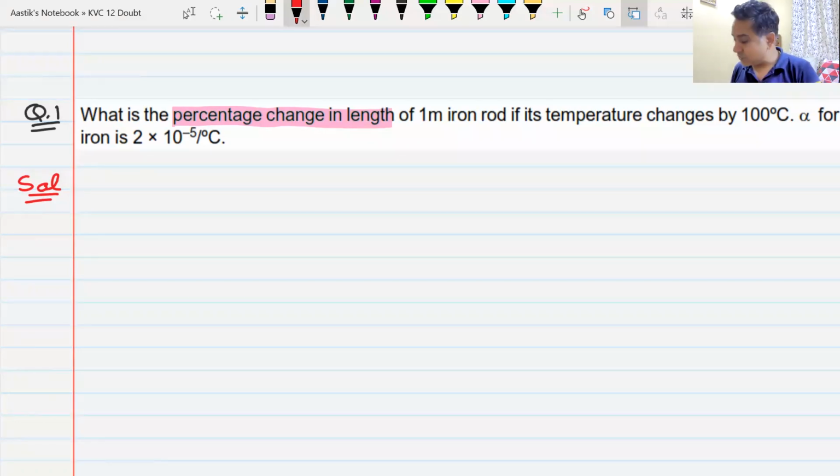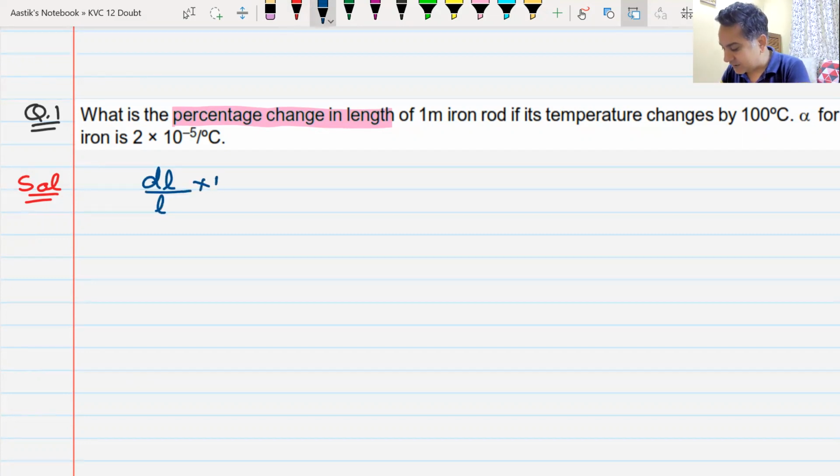Okay, so how are we supposed to do this? Basically, we have to find out the change in percentage. So basically, we have to find out delta L by L into 100%. Yes or no? This is what you need to calculate. How are we going to do this?